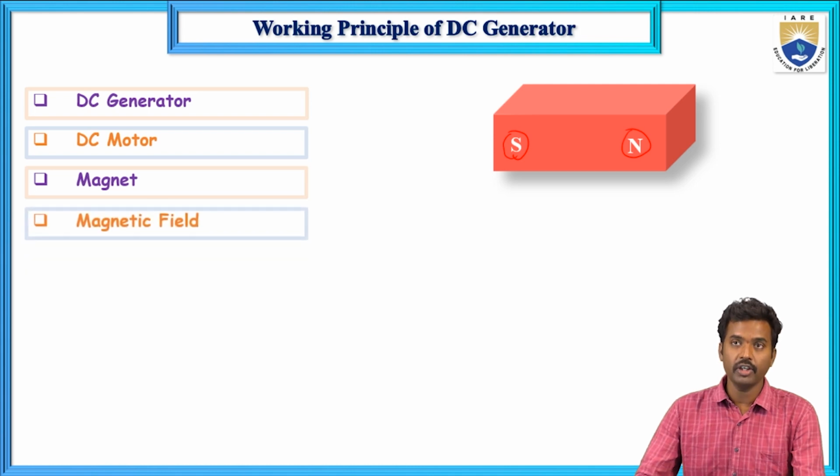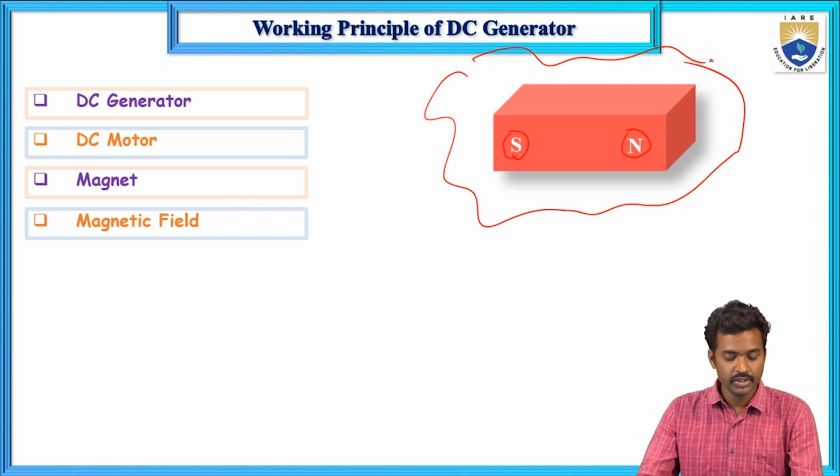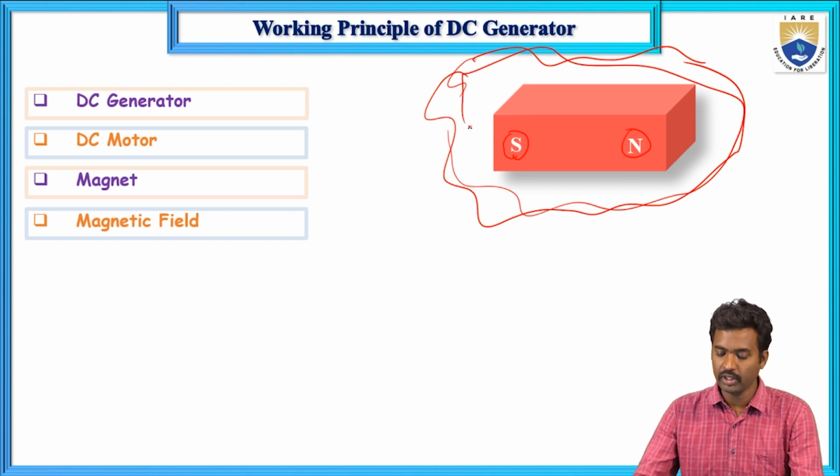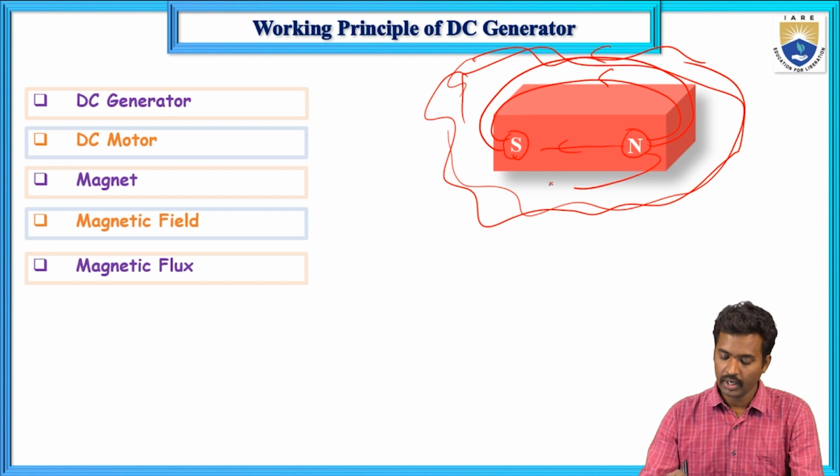Next, magnetic field. The region around the magnet is known as the magnetic field. This magnetic field can be represented with imaginary lines. The number of imaginary lines is known as the flux. These flux lines always flow from north pole to the south pole.